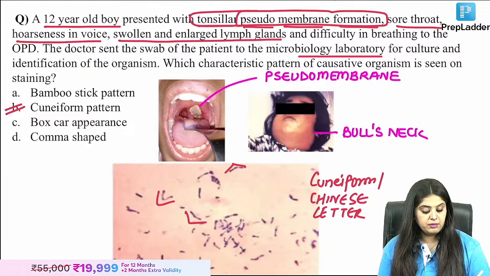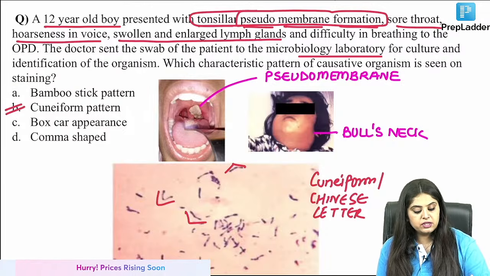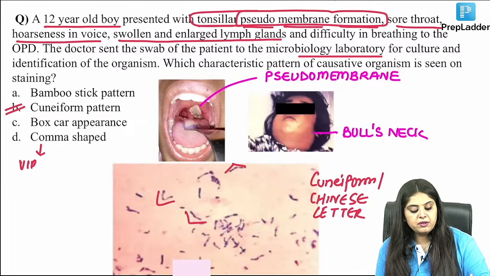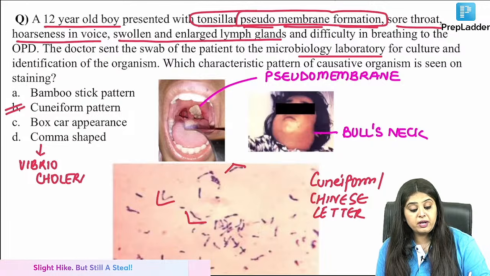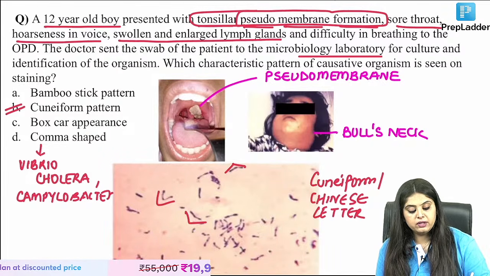I will come to that, but before that, tell me all the others. Where do you see comma shaped organisms? Keep answering quickly. Comma shape number 1 is seen in Vibrio cholerae. Comma is also seen in Campylobacter. Okay, coming to the others.